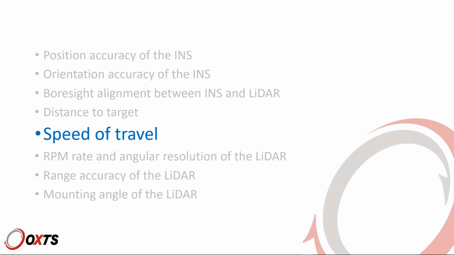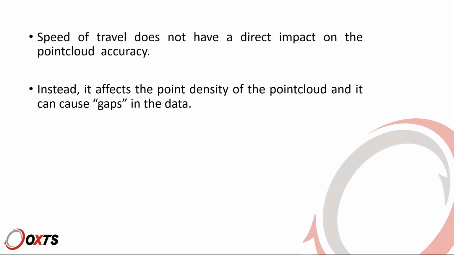Speed of travel. So speed of travel doesn't directly affect the accuracy of the point cloud as such, meaning it doesn't cause objects to be placed in the wrong position. But what it does is affect the point density of the point cloud to the point where it can cause gaps in the data, the point cloud.